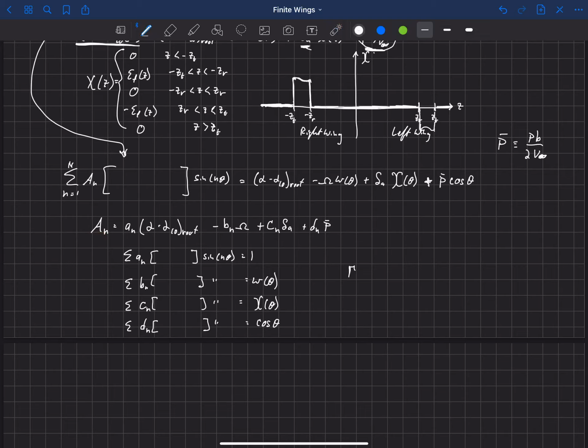Okay, and so that then gives us the capital AN terms that can be used in our general solution for gamma, or our distribution of vorticity as a function of theta. Remember, that's equal to 2b v infinity times the summation n equals 1 up to N of my capital AN Fourier coefficients times sine of n theta. Okay, and then once we have that, we can also get the lift distribution, which is equal to rho v infinity times gamma. So that gives us our lift distribution as a function of theta or z.